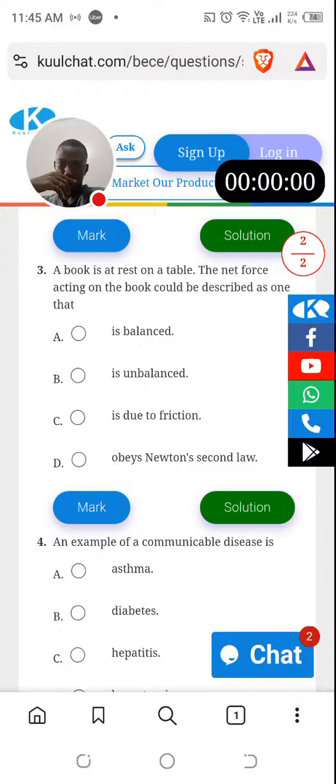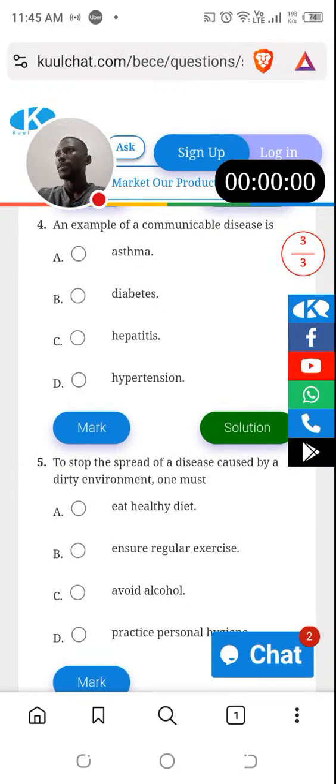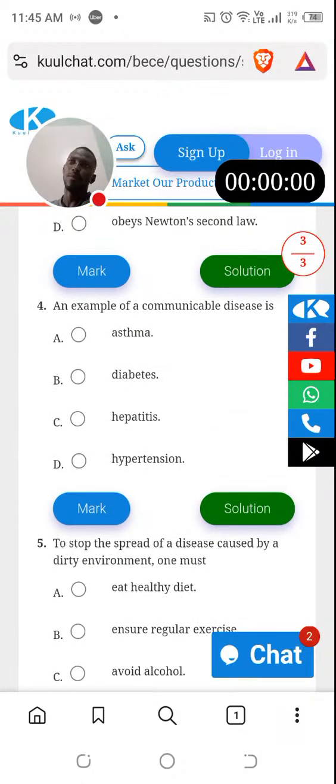A book is at rest on a table. The net force acting on the book could be described as one that is balanced. And now we have 3 out of 3.